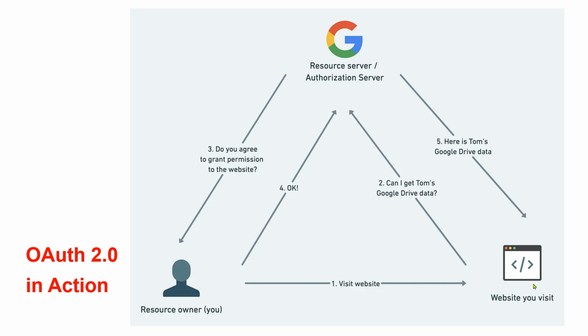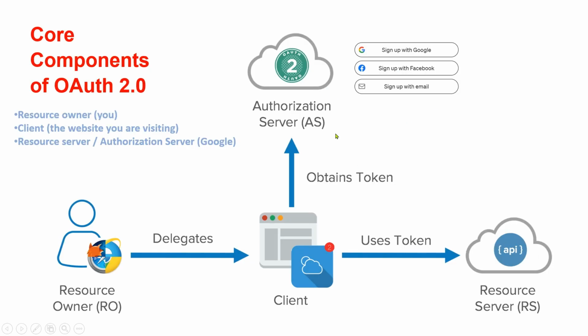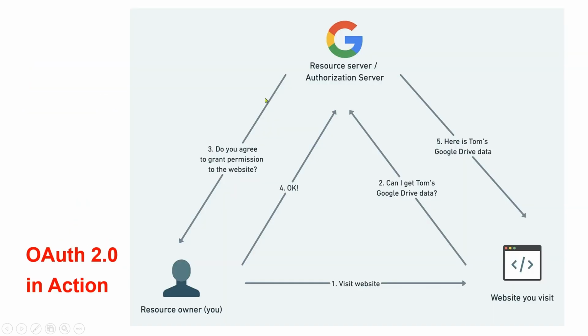The website requests the Google Drive data from Google. What does it do? Tom visits the website, then asks, can I get Tom's Google Drive data? He asks whom? The authorization server. Then what does the authorization server do? It will ask you, do you agree to grant permission to the website?